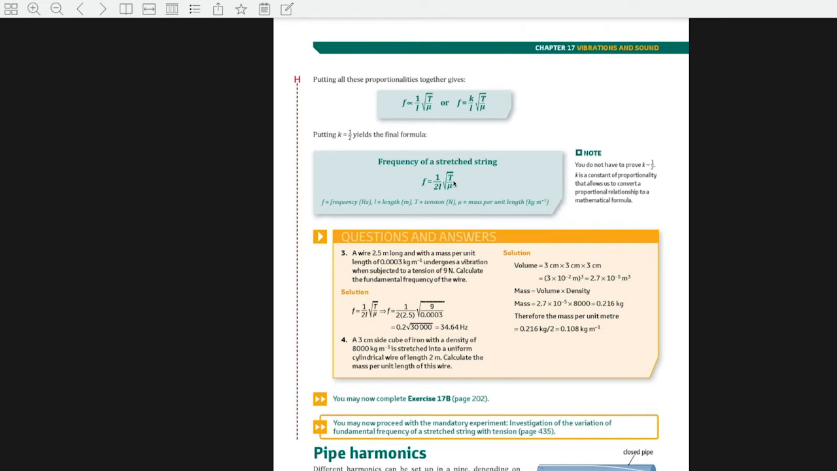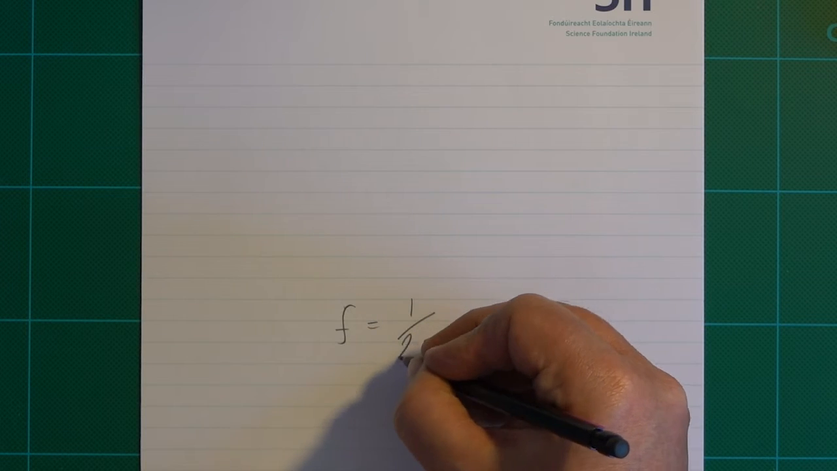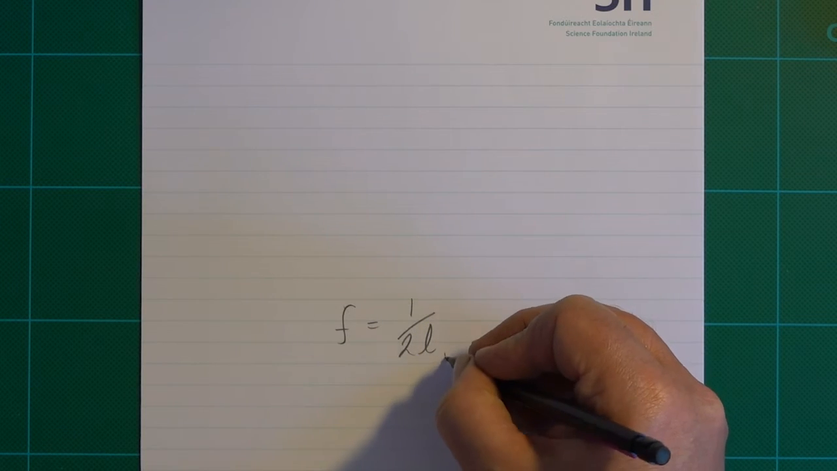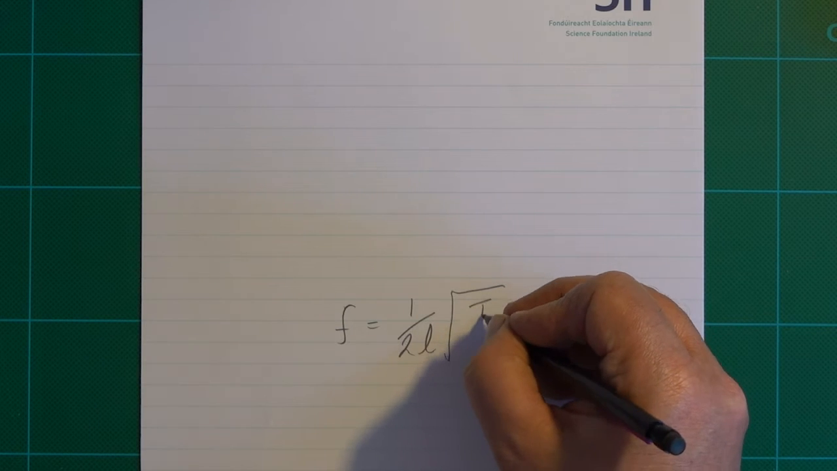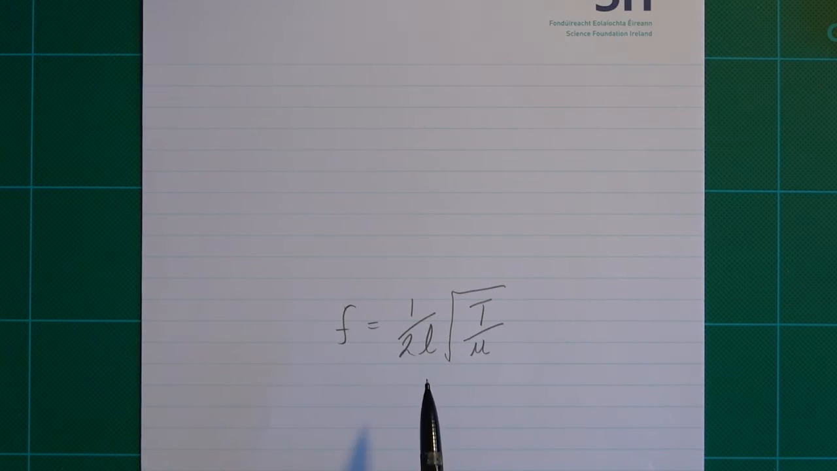It summarises all the other formulas on this page, and it is in the log table, so you'll be able to look it up in an exam. What it shows is that the frequency that a string vibrates at depends on 1 over 2L multiplied by the square root of T over mu. So L is the length of the string, one end to the other. T is the tension, how many newtons of tension are pulling on that string. It can be measured with a Newton balance, which you'll do in your experiment.